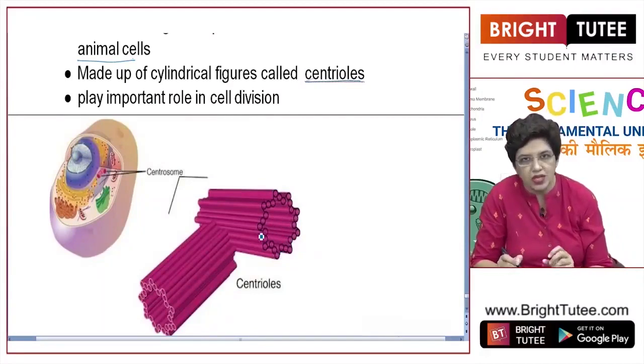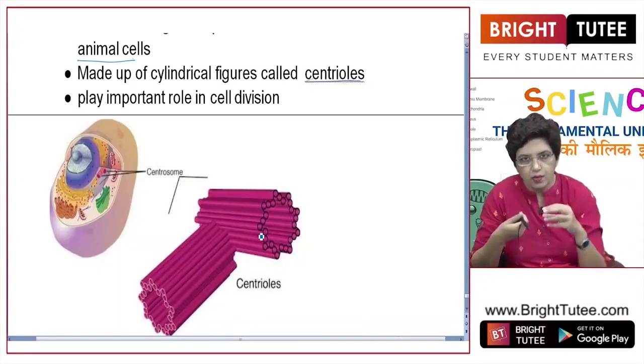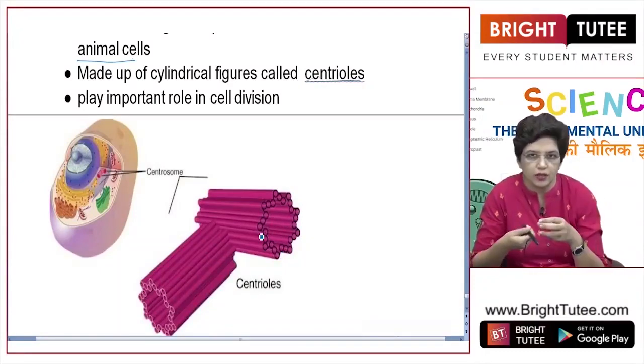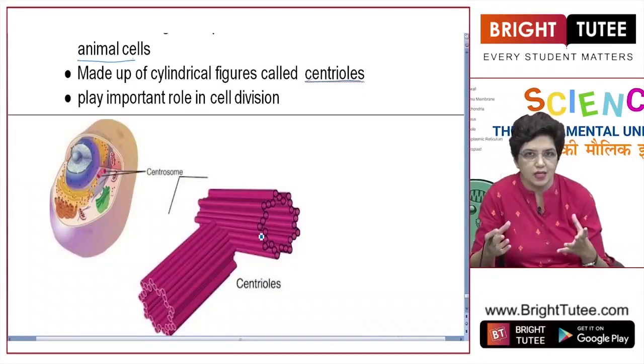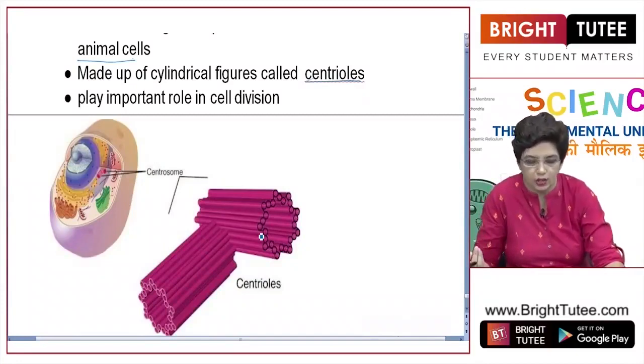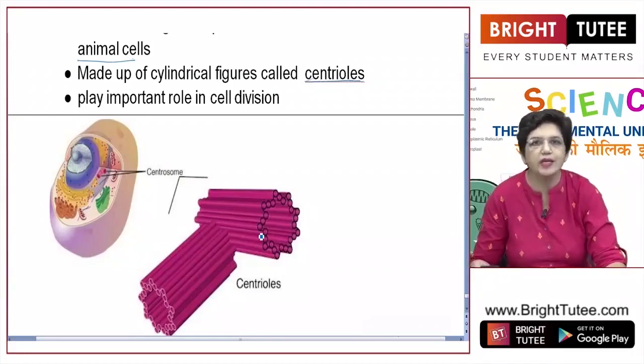It consists of 2 centrioles. So they are cylindrical, one is placed horizontal, the other is vertical. So when the cell is about to divide, the centrosomes are the ones which initiate the process, and they are present only in animal cells.